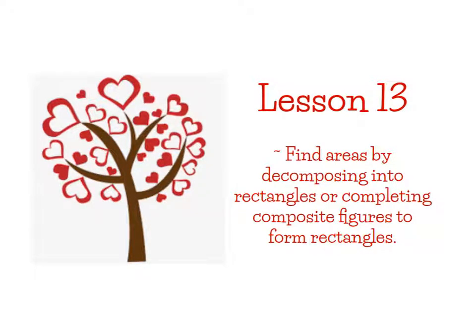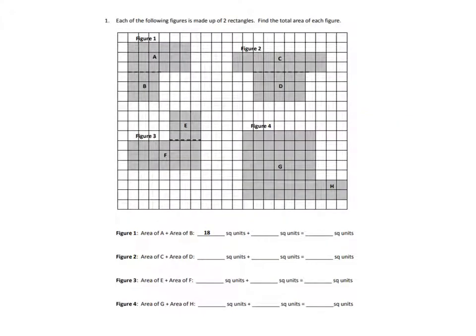For Lesson 13, we have defined areas by decomposing into rectangles or completing composite figures to form rectangles. Let's take a look at number 1. It says that each of the following figures is made up of 2 rectangles. We need to find the total area of each figure. So for figure 1, we have area A and area B that we need to add together.